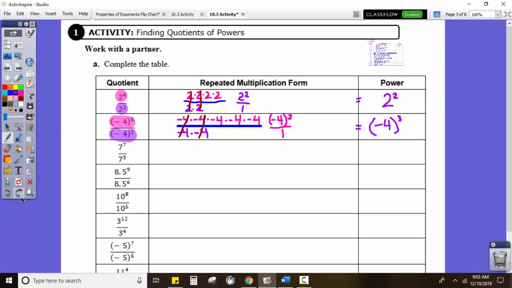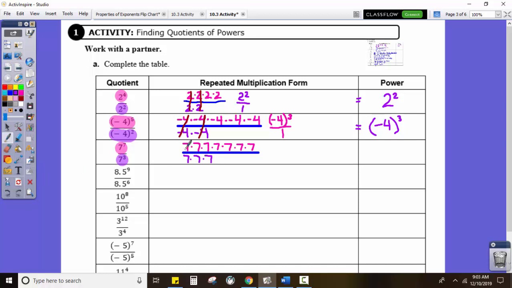Next one, 7 to the 7th. This is going to get kind of redundant because we're having to write it out in expanded form, but hopefully by the end of the lesson, you'll have come up with a shortcut, which would be the rule. So 7 to the 7th on the top: 7 times 7 times 7 times 7 times 7 times 7 times 7. That's 7 to the 7th. Then dividing it by 7 to the 3rd: 7 times 7 times 7.